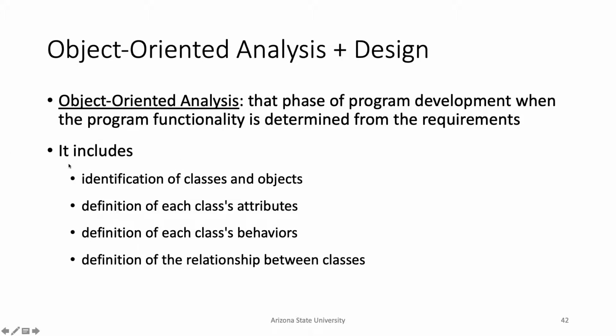So what you need to figure out is from the requirements, what classes do you need at all, first of all? For each of them, what should they have? So what attributes should they have? How should they behave? Which means what functions should they have? And how should classes relate to each other?